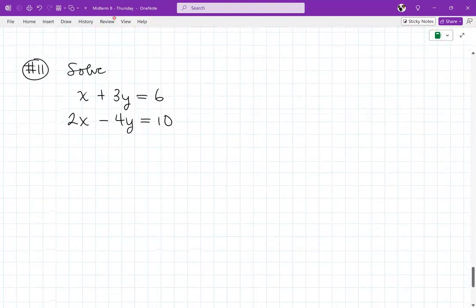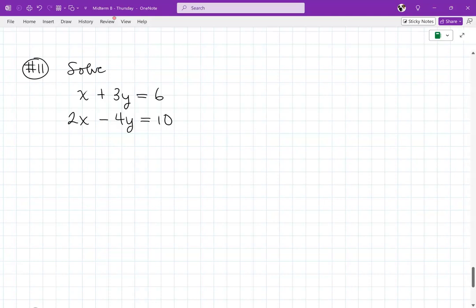All right, so here's the one with the elimination. I have x plus 3y equals 6, 2x minus 4y equals 10. It doesn't matter which one you use. Yeah, you can eliminate either one. I'm probably going to go with the top one, multiplying it by 2 to get the 2x's to look the same. That looks like the easiest thing to do.